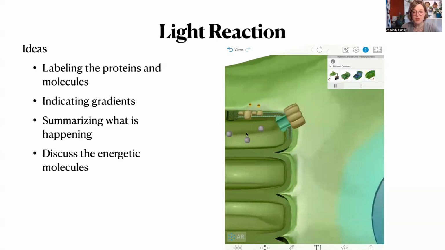So in this case, what you could do, if you wanted to get all fancy, is you could ask your students to label things. And you could even use the app, and you could be like, oh, well, this right here, this is an ATPase.